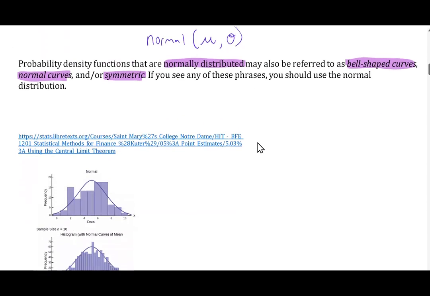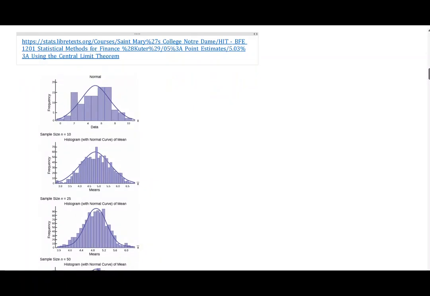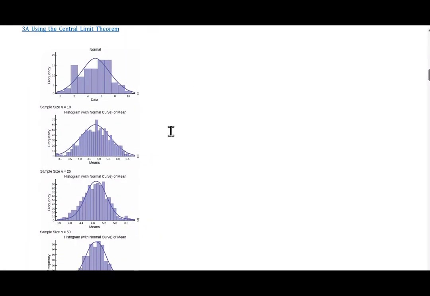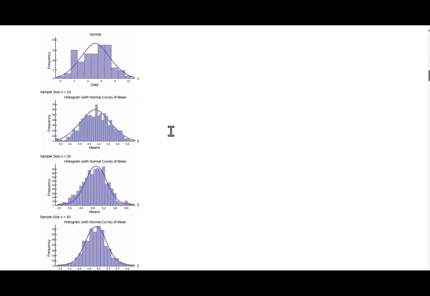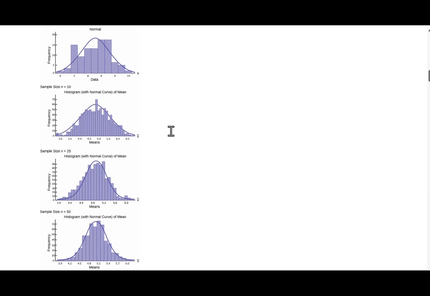Now from this online textbook, which I've given you the link for here, we have a number of different graphs. Each of these graphs represents the same data values. It doesn't really matter what those data values are, but the general idea is that as we take larger and larger sets of data values with smaller and smaller intervals, or more and more precise values, our graphs will approach the normal distribution.